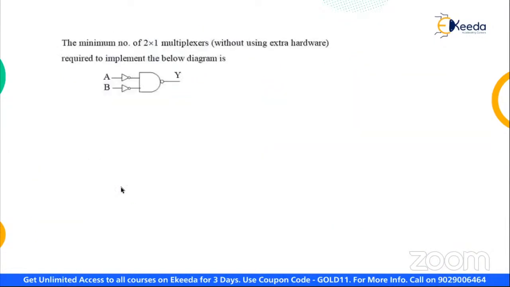Okay, so let me go to the next problem. What they say is: the minimum number of 2:1 multiplexers needed, without extra hardware, required to implement the following diagram is, this is what their question is. Let us see. Over here, if you try to observe, this is a bubbled input NAND gate.